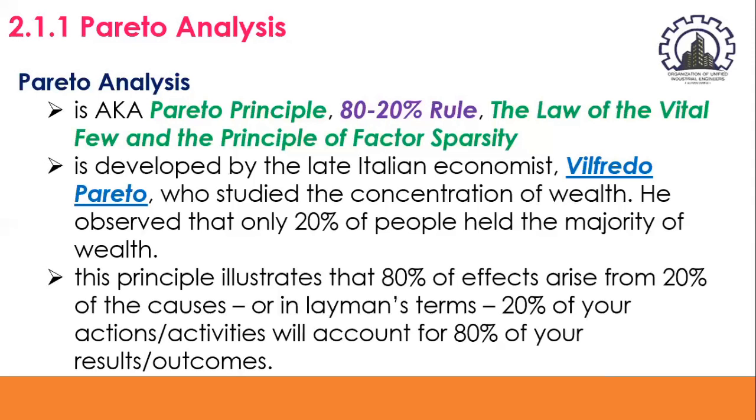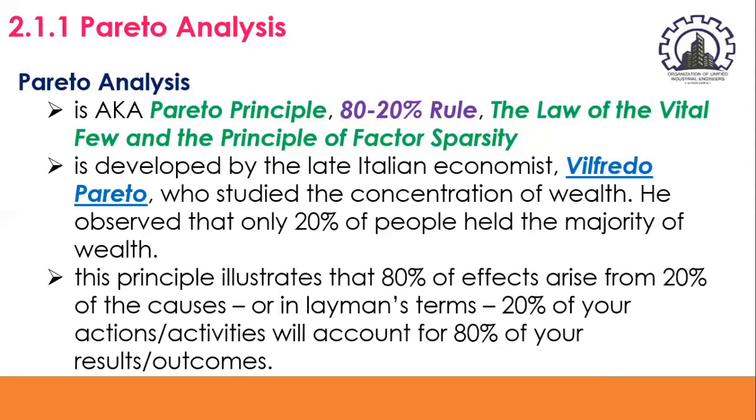And this principle illustrates that 80% of effects arise from 20% of the causes, or in layman's terms, 20% of your actions or activities will account for 80% of your results or outcomes. Now, typically, 20% of the ranked items account for 80% or more of the total activity. And consequently, the technique is sometimes called the 80-20 rule.